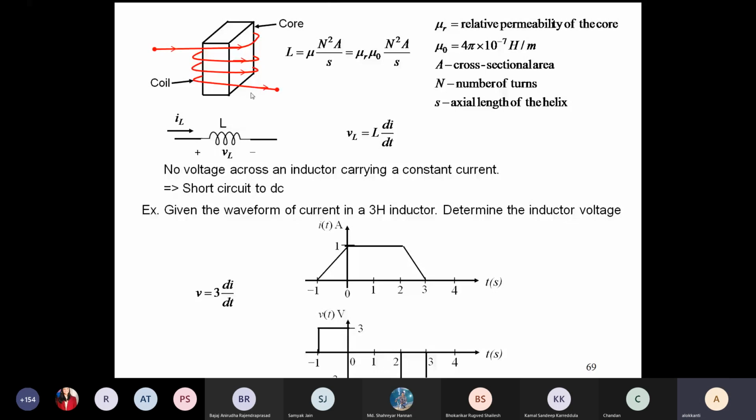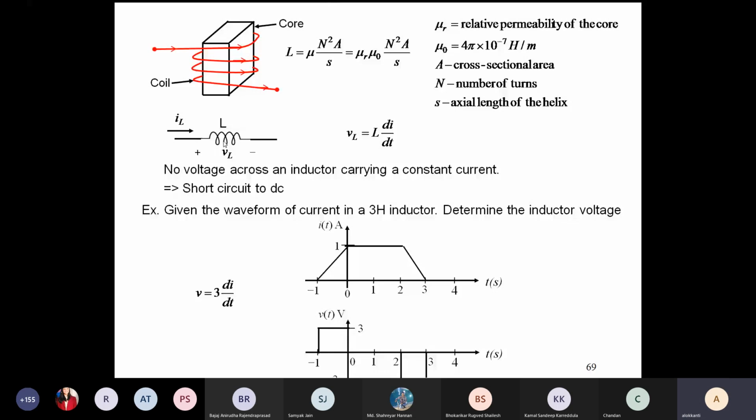So if you calculate it, the coil will need a certain length, so that is the axial length of the helix. And there will be a voltage across this coil if there is a change in the current. The expression for VL is given by L di dt. So we already know that the voltage will appear across the coil if there is a change in current.